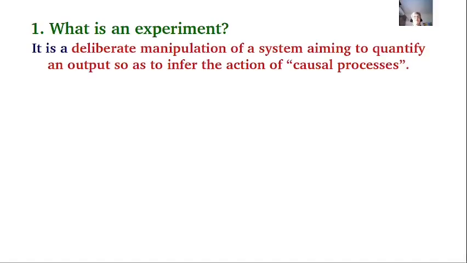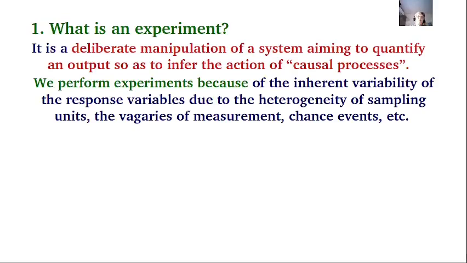So an experiment is the deliberate manipulation of a system, that is, deliberate manipulation of the input of a system with the aim to quantify an output so as to infer the action of causal processes. Causal processes in quotes because we are going to infer the proximate causes of the behavior of a system. So we perform experiments because of the inherent variability of the response variables due to the heterogeneity of sampling units, the vagaries of measurement, chance events, and so on.